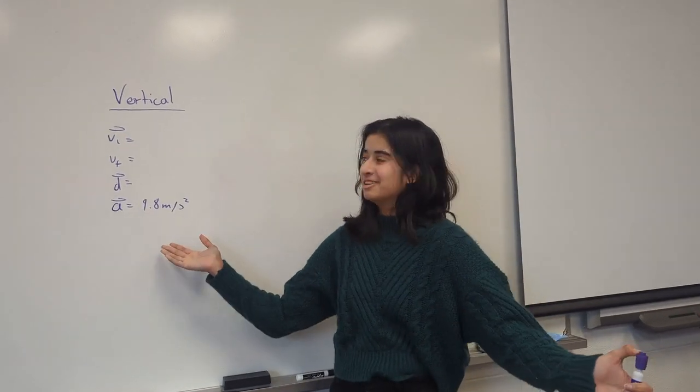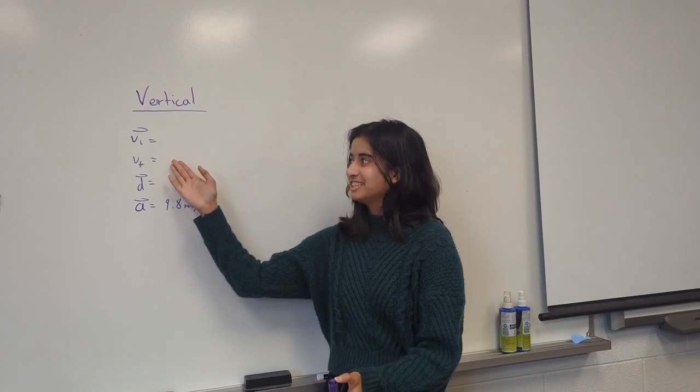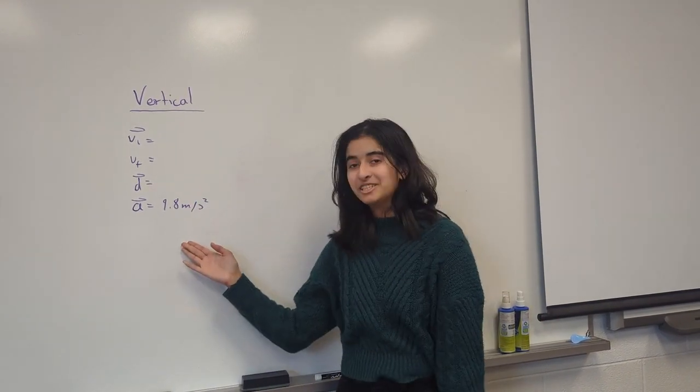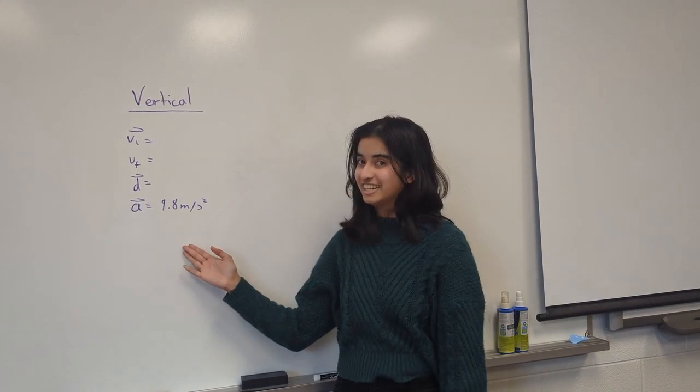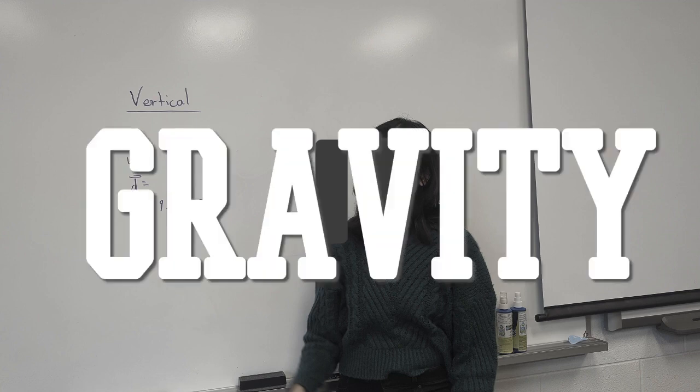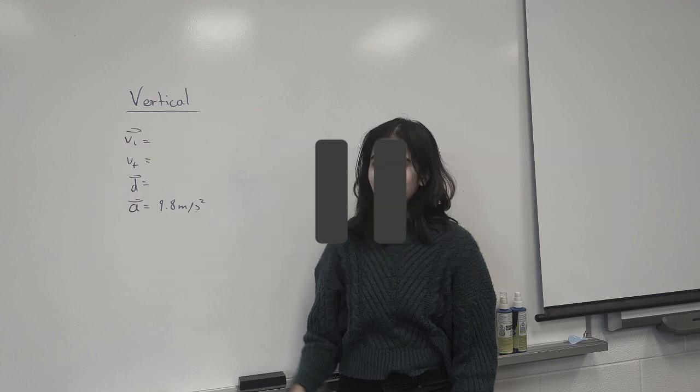Well, for the vertical components, there's vertical velocity, both initial and final, displacement, and acceleration, which is always 9.8 meters per second squared. The acceleration is 9.8 due to gravity, and the only acceleration vertically would be from gravity. So, there you go.